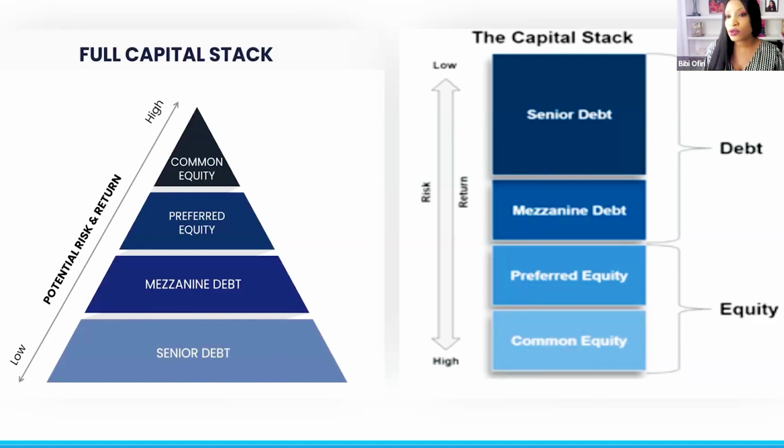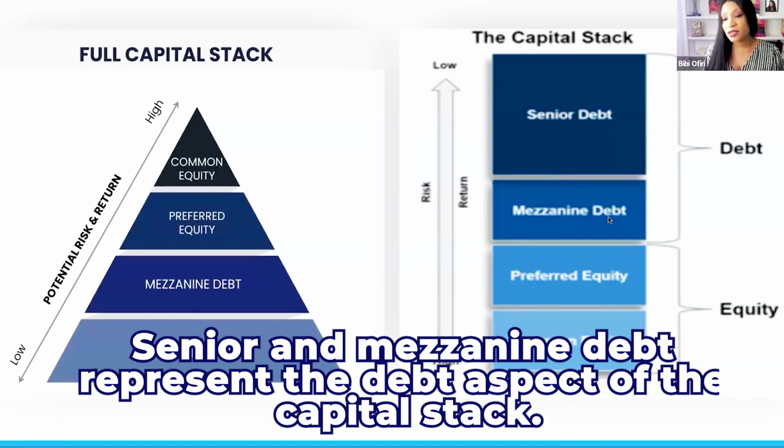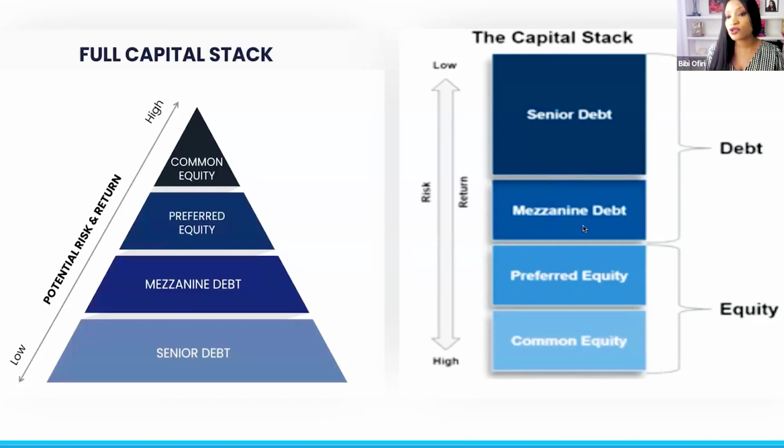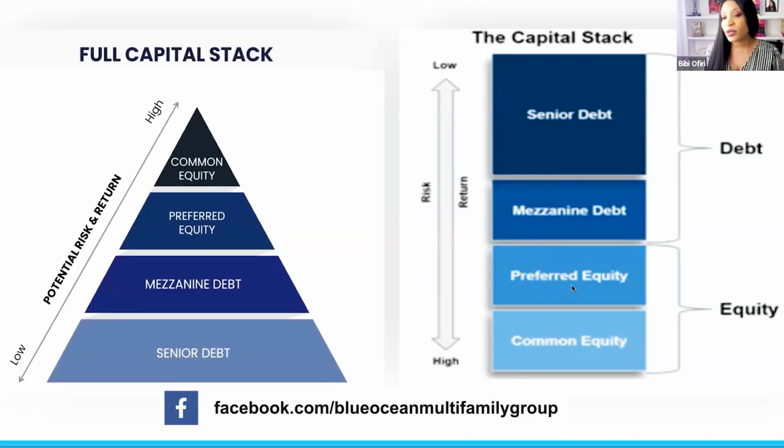Another thing I also want you to look at is the capital stack on the other side of what I'm sharing. The senior debt and the mezzanine debt is described as the debt aspect of the capital stack, whereas the preferred equity and common equity is the equity side of the stack. So these two are under the debt category, whereas these two are under the equity category.